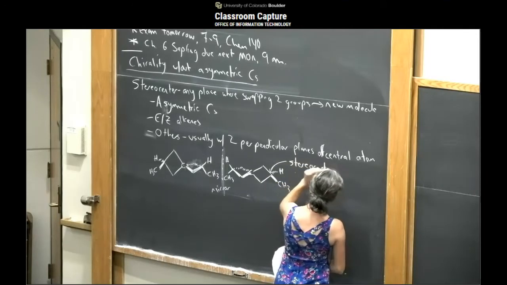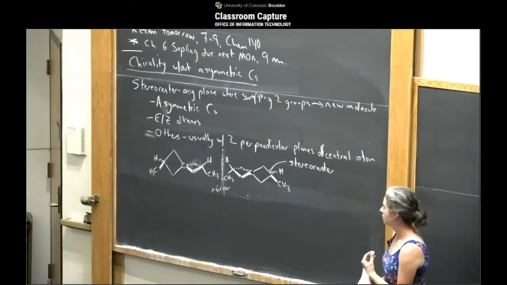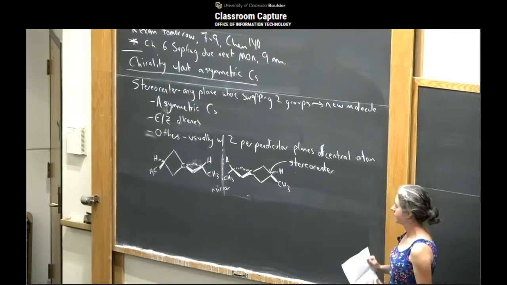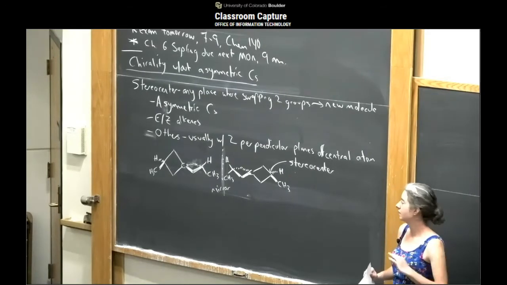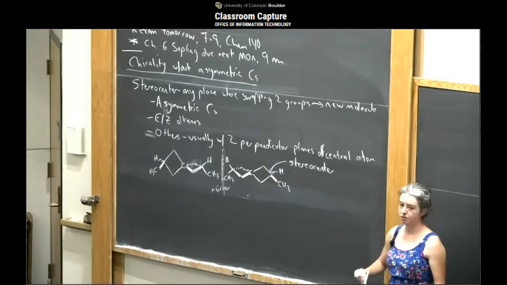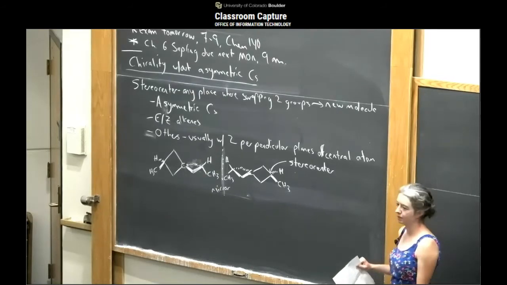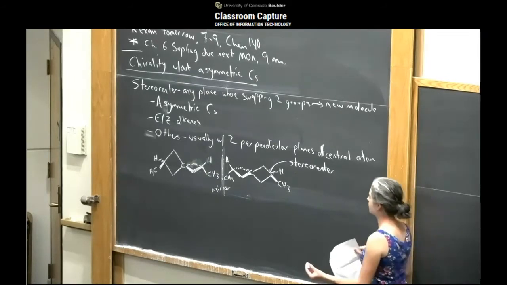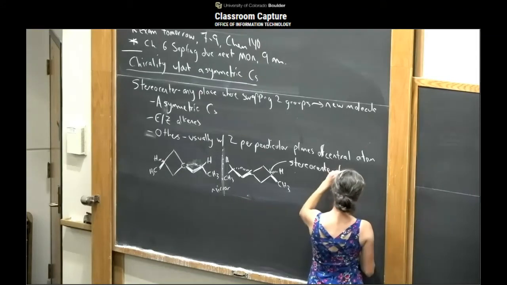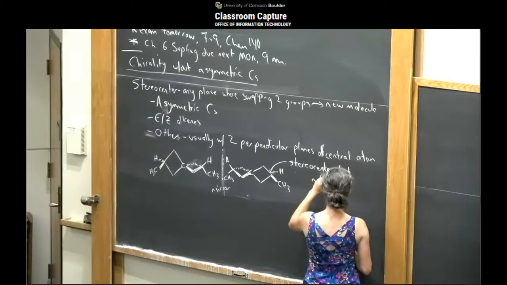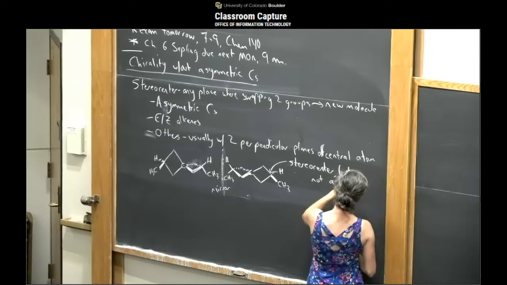And if you're having a really hard time visualizing that, model kits might make the difference there. Try building each of these and then rotating them around, making sure that you can't superimpose them on one another, but you can still see that they're mirror images of each other. So it's a stereocenter, but not an asymmetric carbon.